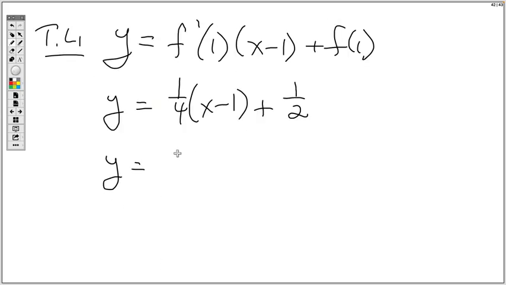And once again, we can simplify this. I've got a quarter x, then minus a quarter plus a half. That's going to give me what? Plus a quarter.